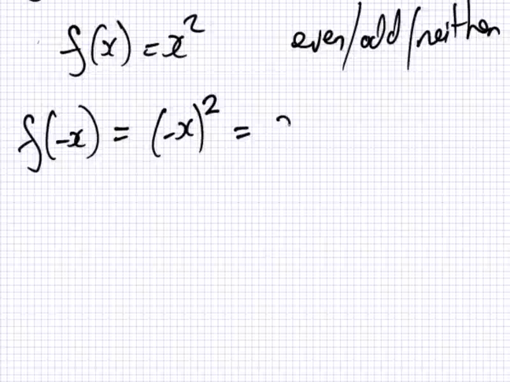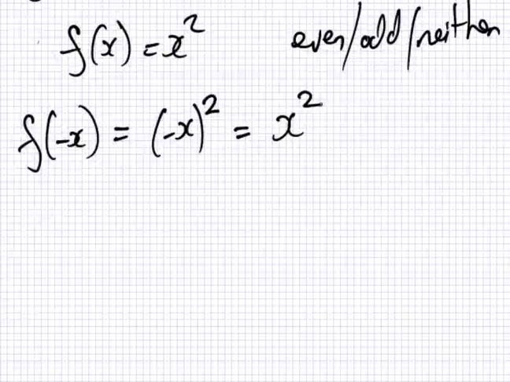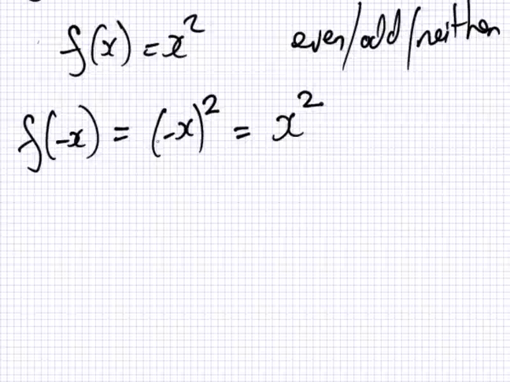e to the x is neither, log x is neither, x squared is even, x cubed is odd. So you can tell from the graph, but there is another way to tell. x squared plus x plus 1 is neither.